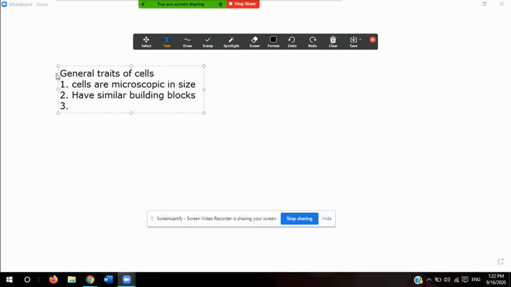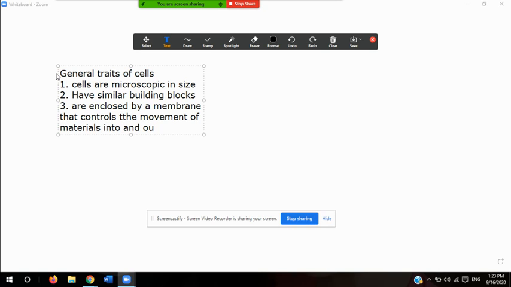They are enclosed by a membrane that controls the movement of materials into and out of the cell. Okay, so again, some general traits of cells are that cells are microscopic in size, they have similar building blocks, and they are enclosed by a membrane that controls the movement of materials into and out of the cell.